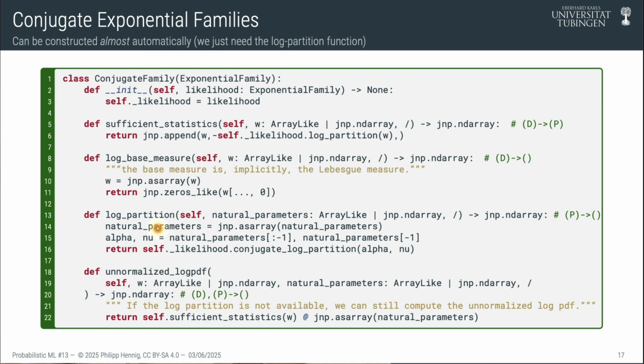If you don't have this log normalization constant, then what you can still do is evaluate your unnormalized log probability density function, the one without the log partition function. And we'll see why that might still be useful to have. Okay, that was the slow, difficult, important bit. Have you been following along?